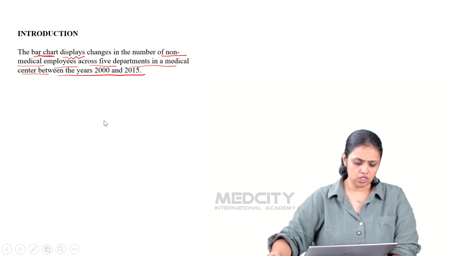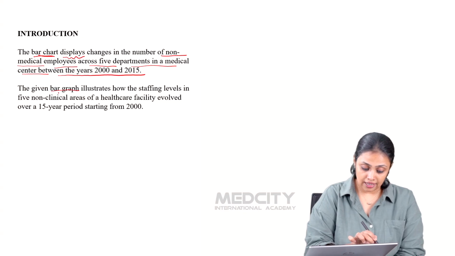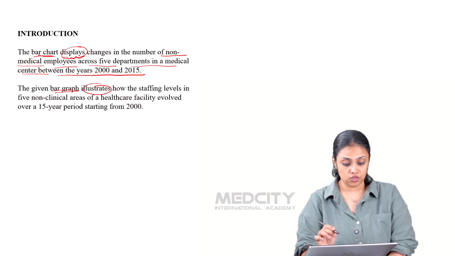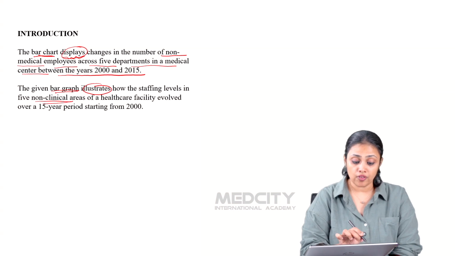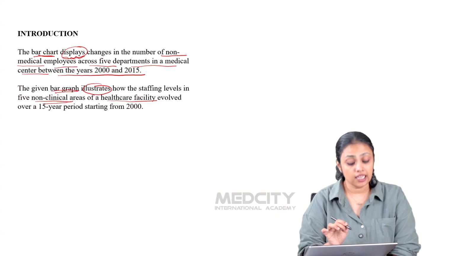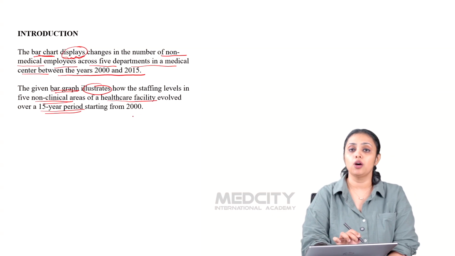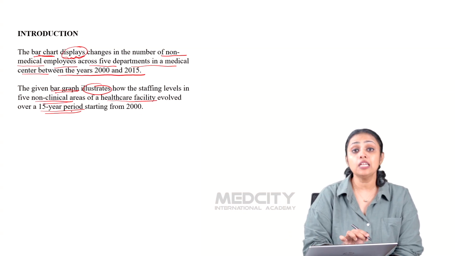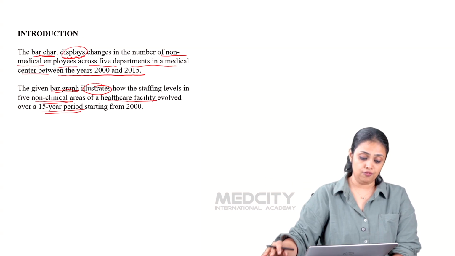You can have a lot of variations. Now another one: the given bar graph illustrates how the staffing levels in 5 non-clinical areas of a healthcare facility evolved over a 15-year period starting from 2000. Here I have used bar graph itself, and illustrates instead of displays. Again, clinic has been substituted with healthcare facility. Here I have not included the end time period, because if you say a 15-year period starting from 2000, it is obvious that it is from 2000 to 2015.